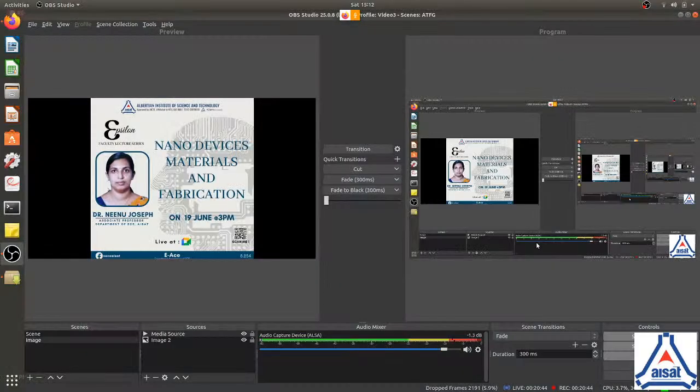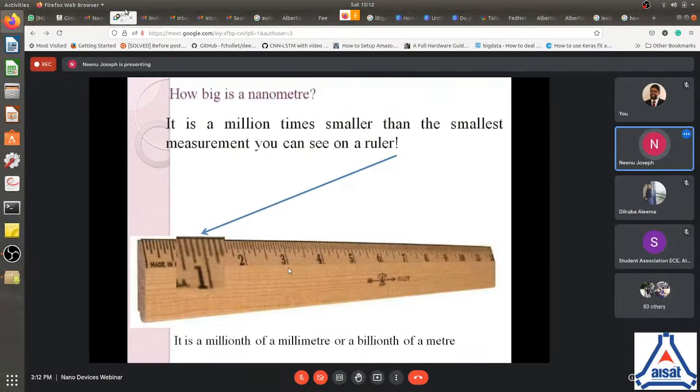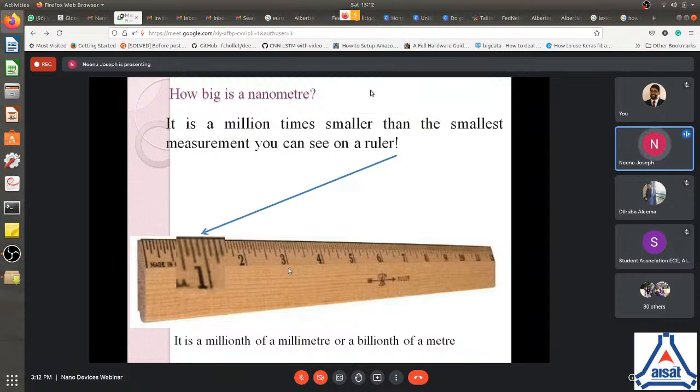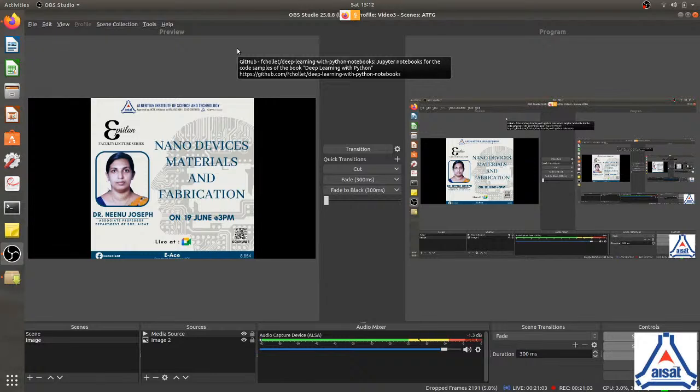How big is a nanometer? It's a million times smaller than the smallest measurement you can see on a ruler. The smallest measurement is the millimeter. A millionth of a millimeter is called a nanometer, and it is also equal to a billionth of a meter.